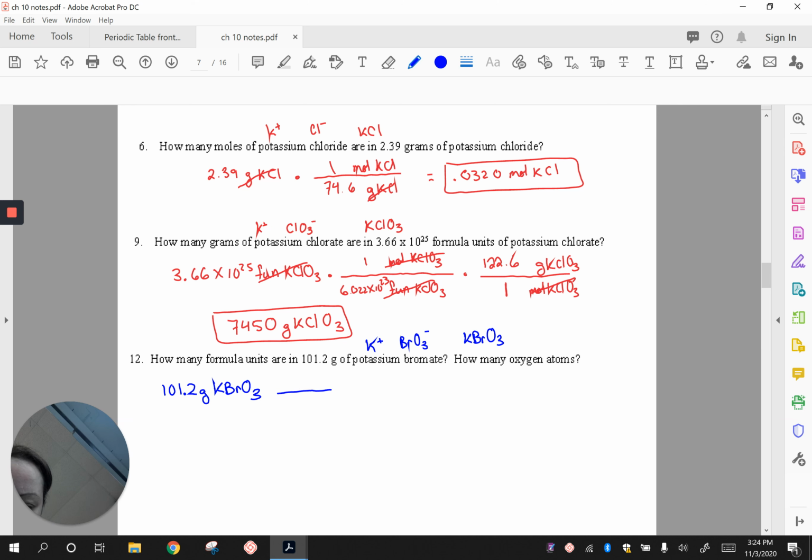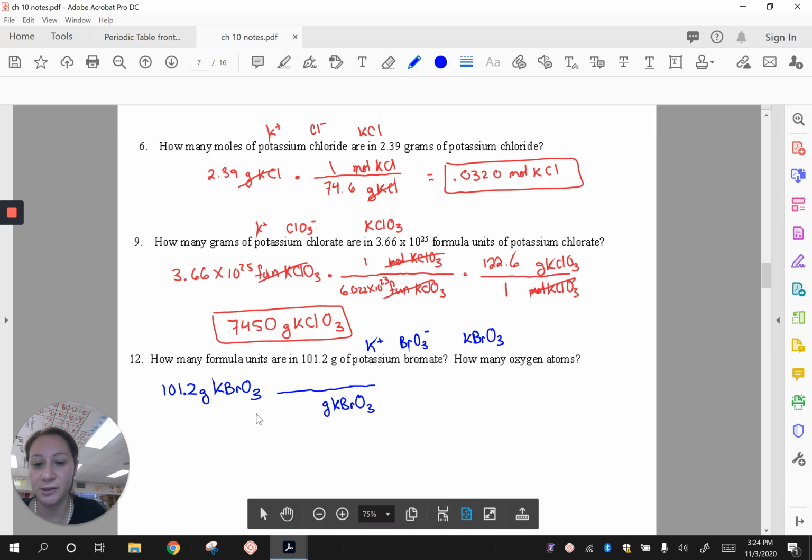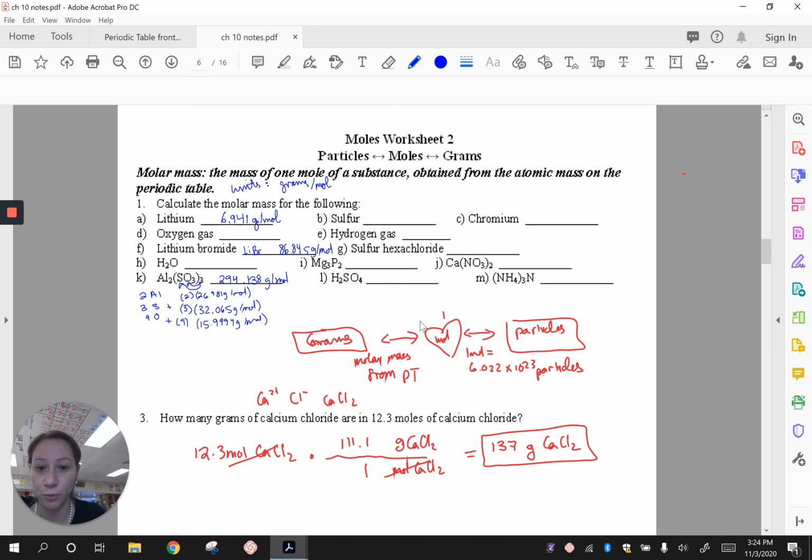And I'm going to start a conversion factor. On the bottom, I want to put grams of KBrO3. On top, I would like to put formula units. But can I go from grams to formula units directly? No, you cannot. You have to stop by moles. So this time we're given grams. We are looking for formula units, which are particles. I have to pass by the moles first. So it's a two-step problem. I've got to go from grams to moles of KBrO3, and then from moles to formula units of KBrO3.